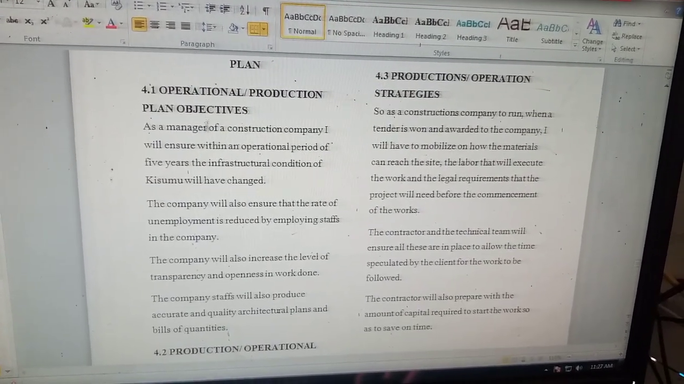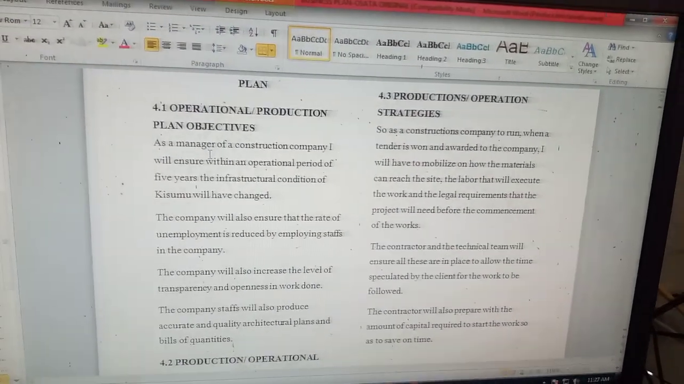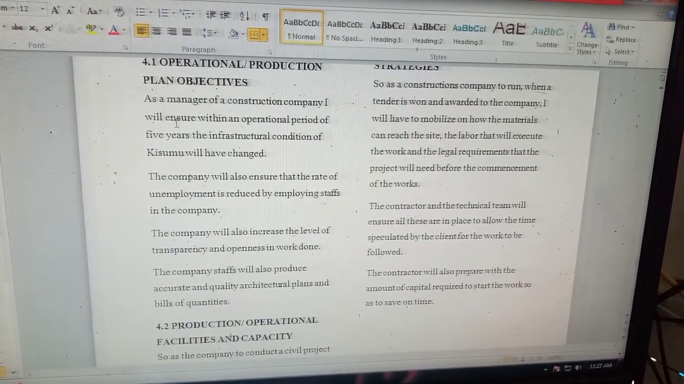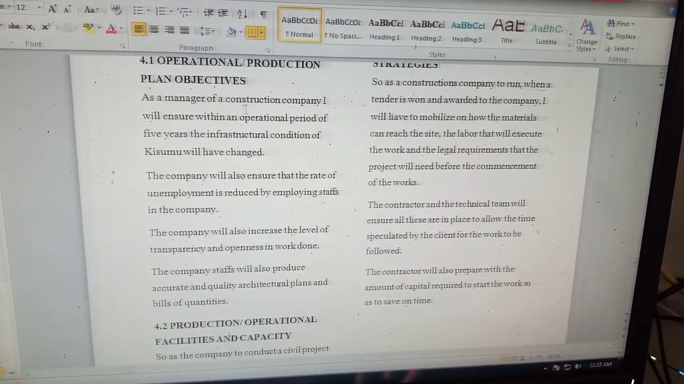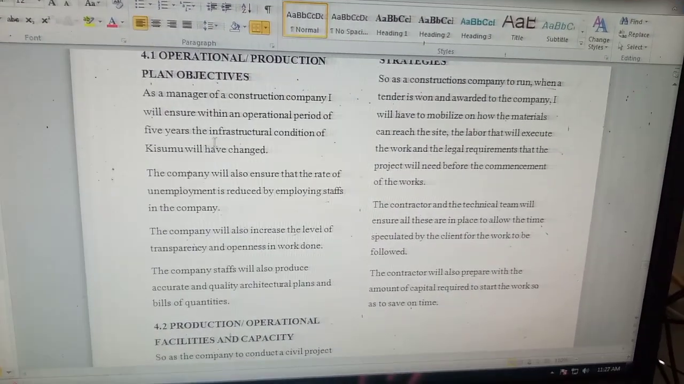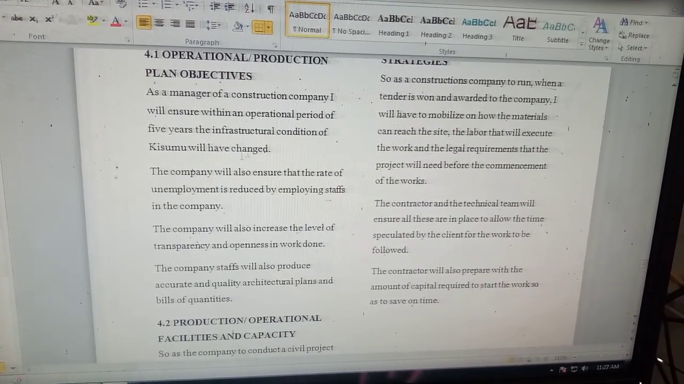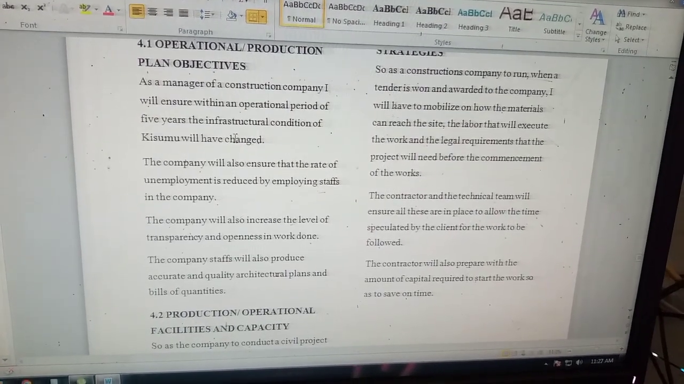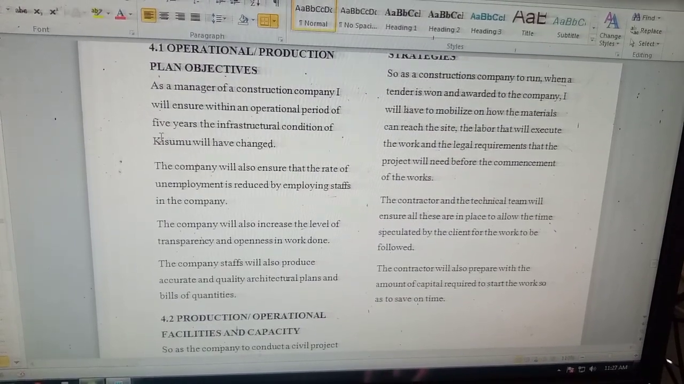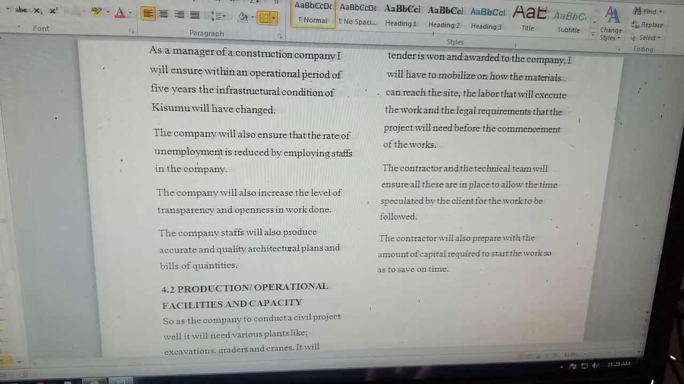So you must list the objectives of your business. As you can say, like mine, as a manager of the construction company, I will ensure within an operational period of 5 years the infrastructural condition of Kisumu will have changed. My business was set up in Kisumu, so that's why I've written Kisumu. So you may also decide to write wherever your business will be situated. So you'll also explain them.